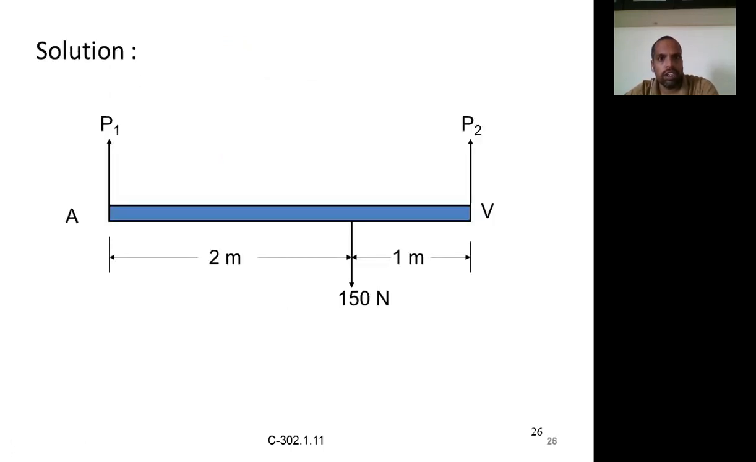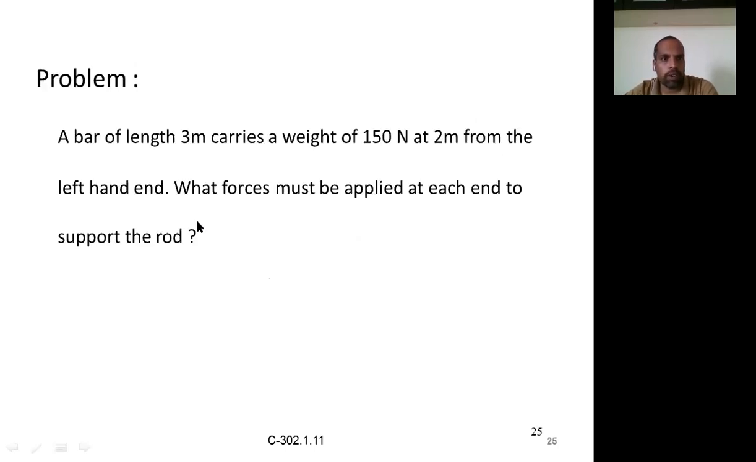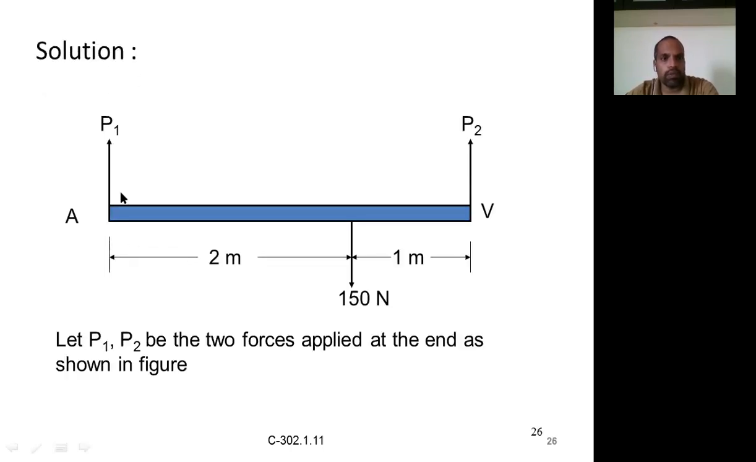If you see this problem, we have to find out P1 and P2. That's what the problem says. A bar of length 3 meters carries a weight of 150 newtons at 2 meters from the left end. What forces must be applied at each end to support the rod? We have to find the two unknown forces, P1 and P2, shown in the figure, so that the body is in equilibrium condition.